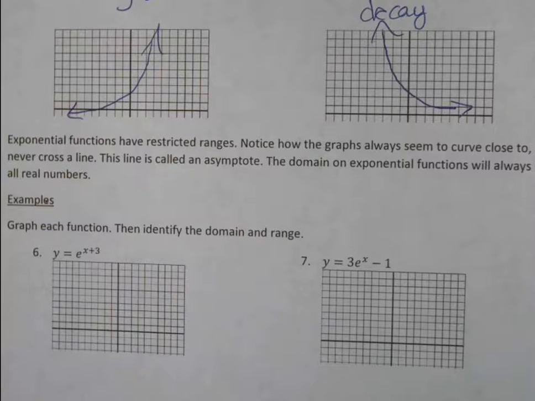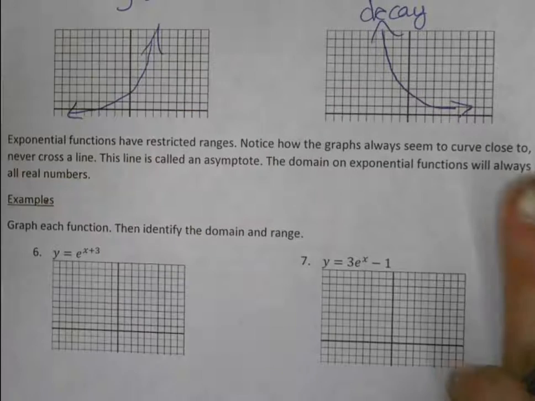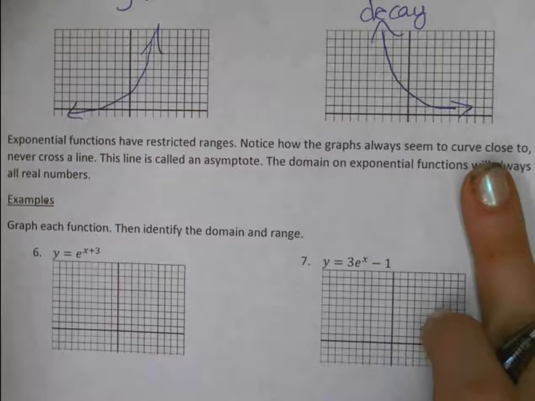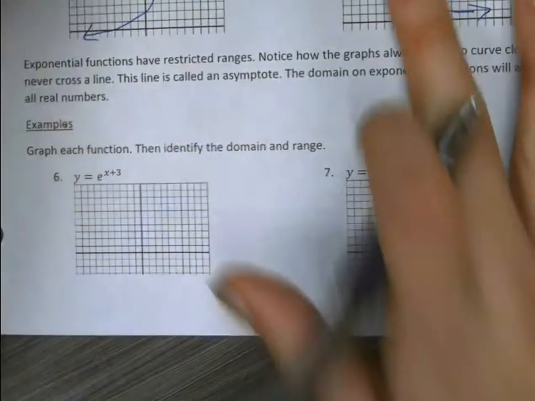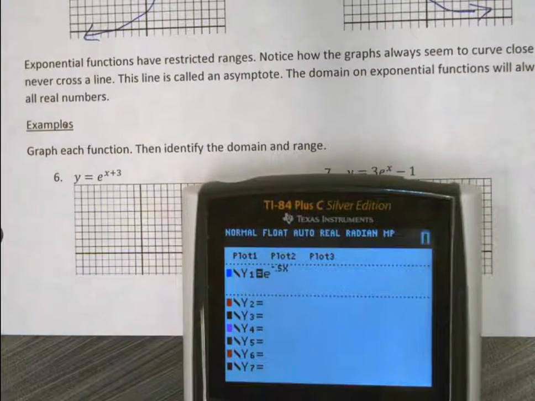Then on number 6, it wants me to graph it and then say my domain and range. You guys still need 3 or 4 or 5? So on number 6, I'm gonna go graph this.